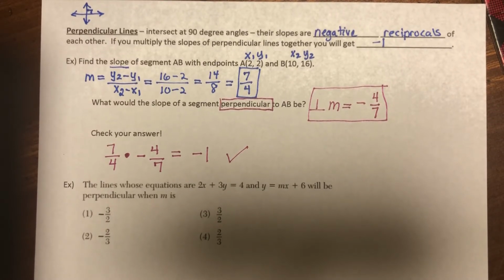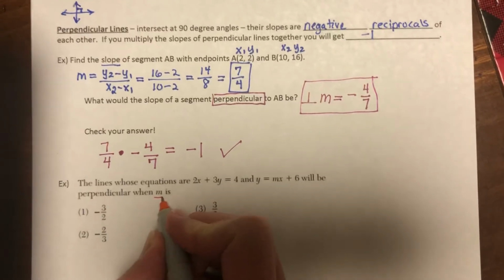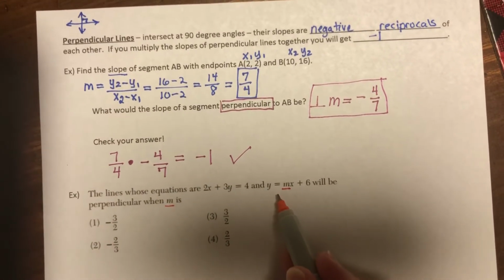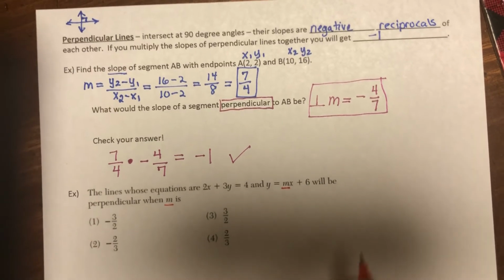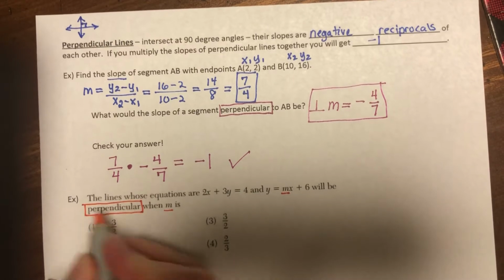The second example says the lines whose equations are 2x plus 3y equals 4 and y equals mx plus b will be perpendicular when m is equal to what? All right, so we have to figure out what this m is, and if we look back at our equation, m is right here. So we're trying to find the slope of this second line. And we know that the lines are perpendicular because I can see that my key word right here is perpendicular.